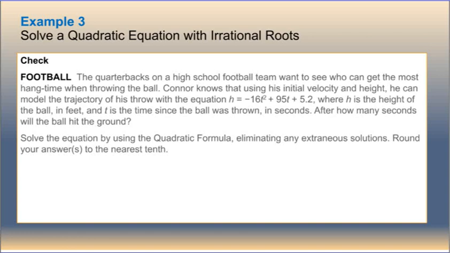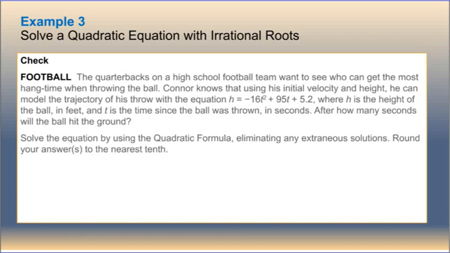Next, the quarterbacks on a high school football team want to see who can get the most hang time when throwing the ball. Hunter knows that using his initial velocity and height, he can model the trajectory of his throw with the equation h equals negative 16t squared plus 35t plus 5.2, where h is the height of the ball in feet and t is the time since the ball was thrown in seconds. After how many seconds will the ball hit the ground?